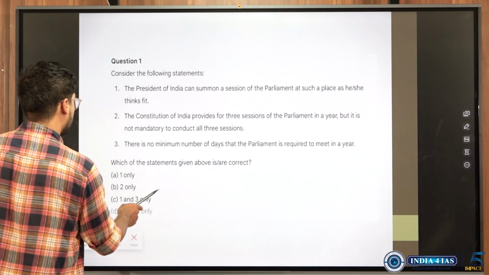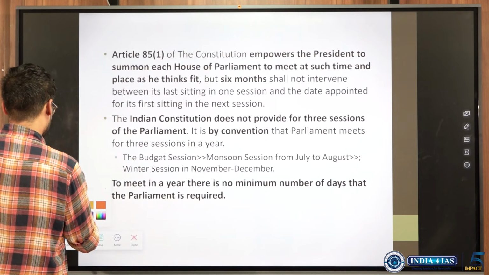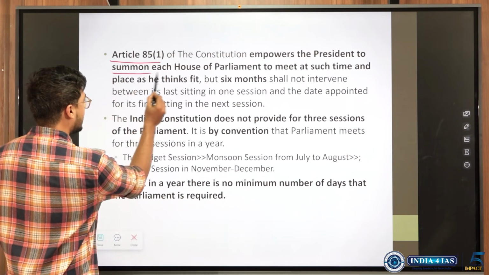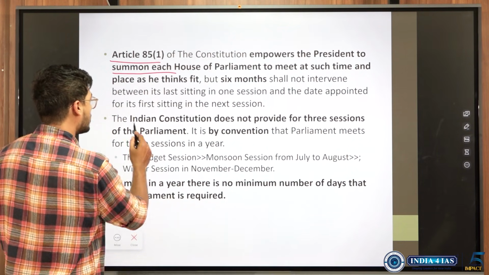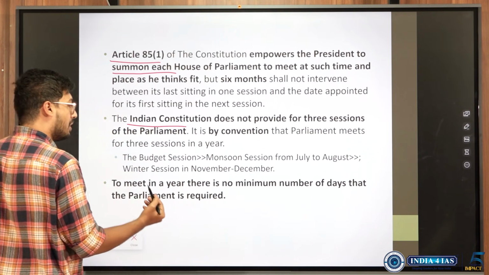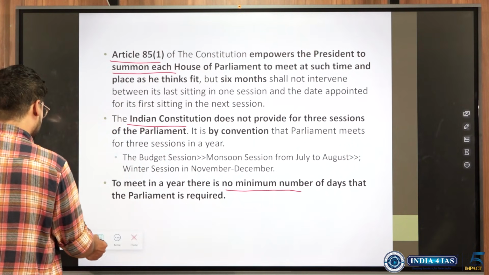So we'll move ahead. This is what I wanted to tell. Article 85 gives the power to the President to summon each house of Parliament, and the Constitution does not provide for the 3 sessions to happen. In every year there is no minimum number of days that Parliament is required to meet. Same thing which I told.